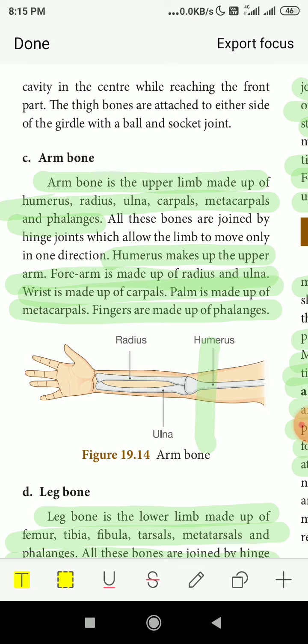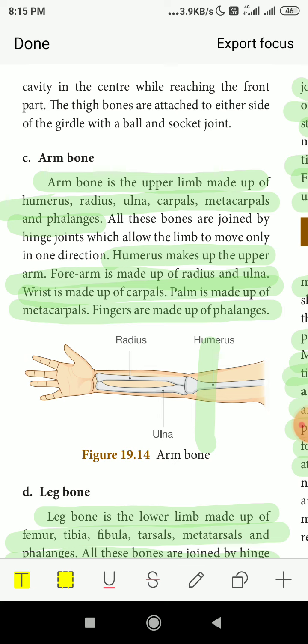The arm bone is the upper limb, made up of humerus, radius, ulna, carpals, metacarpals and phalanges. See, radius and ulna are marked in the diagram. The humerus is near the upper arm, and the humerus makes up the upper arm. The forearm is made up of radius and ulna. The wrist is made up of carpals. Carpals means the 5 digits. The palm is made up of metacarpals. The small, single digit bones are called metacarpals. Fingers are made up of phalanges.